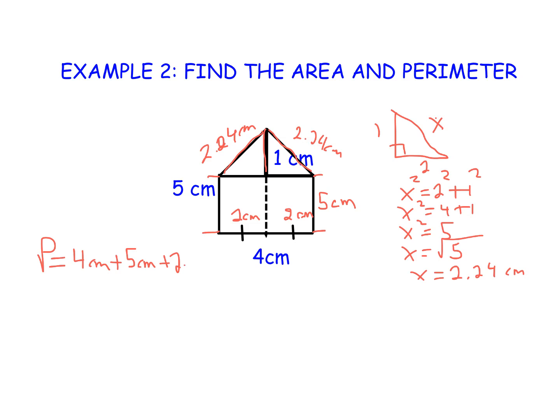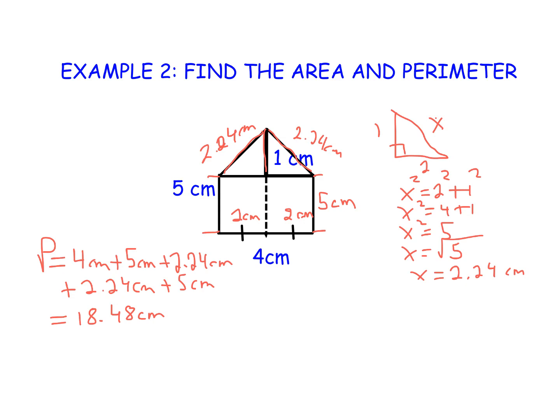and then I have 2.24 centimeters, then I have 2.24 centimeters again, and then I have 5 centimeters. Okay, we don't add any of the inside lines. The perimeter is always the distance around the outside. So if we add those up, we're going to get 10, 14, 16, 18.48 centimeters, and that's the perimeter of our shape. And so now we want to find the area of our shape, so let's switch colors.